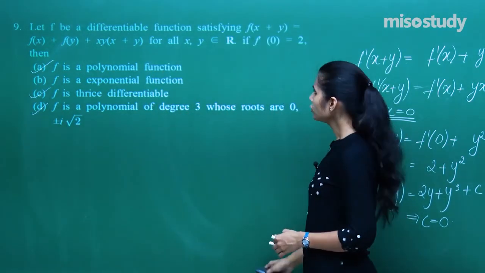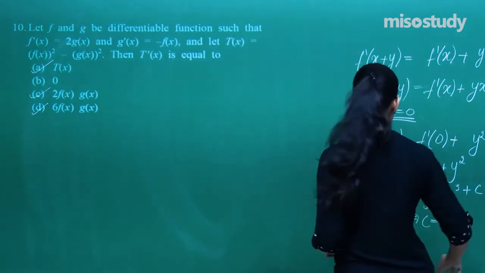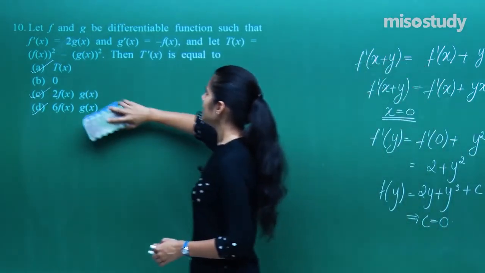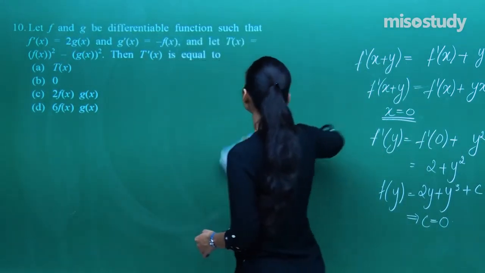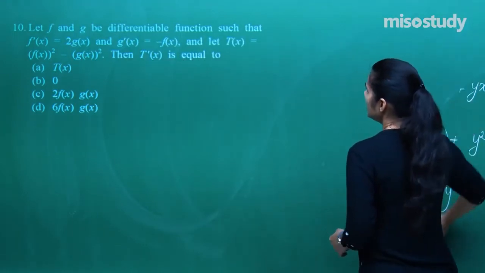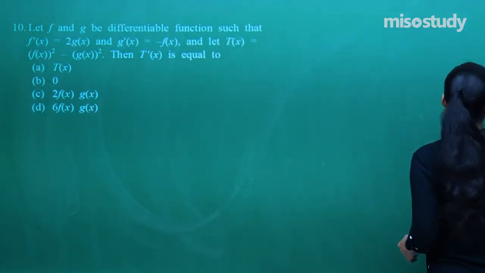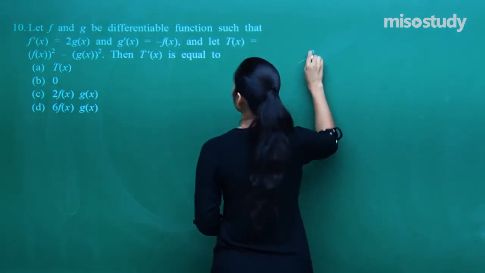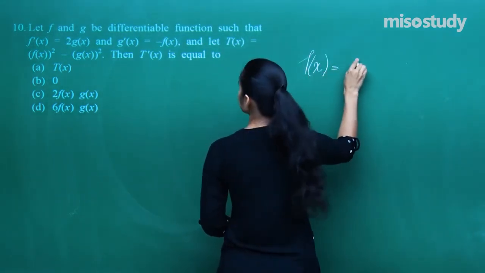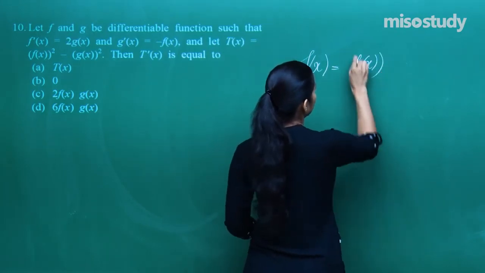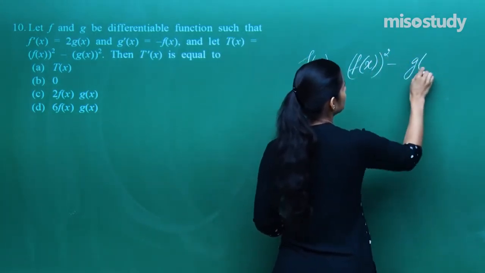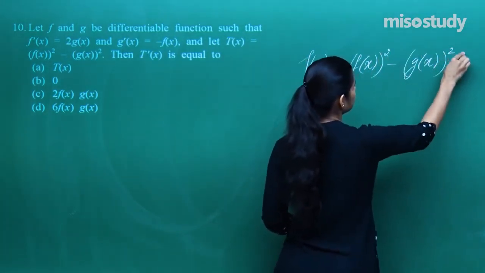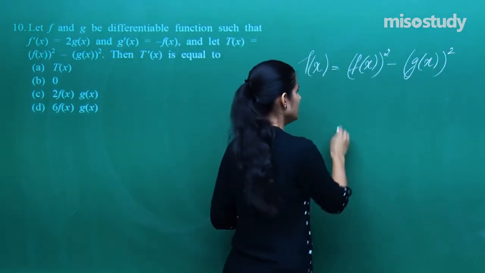Clear? Moving on to the next, we have f and g are differentiable functions such that f dash x is twice of gx and g dash x is minus fx. Let tx be this function, then t dash x is equal to what? It's pretty easy. Let's try to understand. Tx is defined as fx whole square minus gx whole square. Clear?